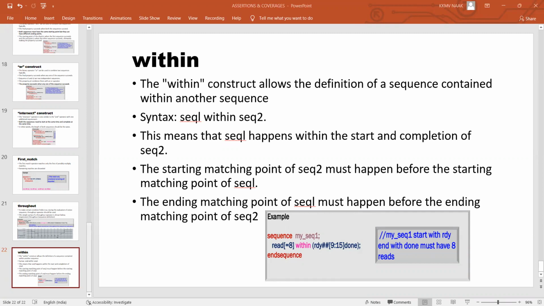So this is within that we have discussed. We have some built-in system functions for assertions. Assertions provide some built-in functions to check for the most common design conditions. Those are $onehot, $onehot0, $isunknown, $countones.